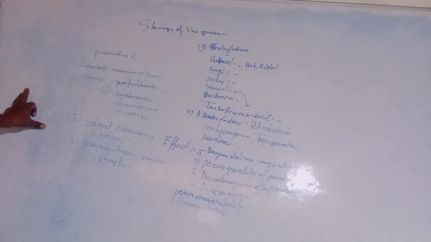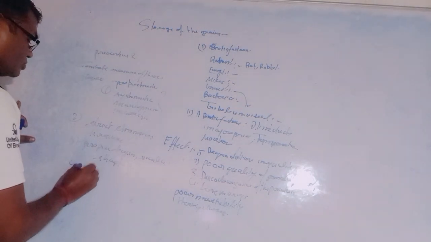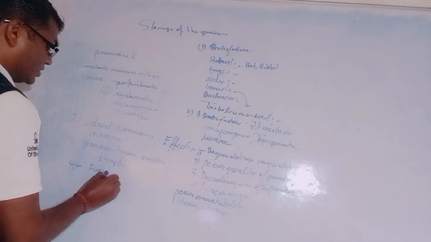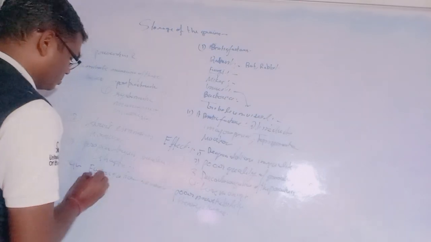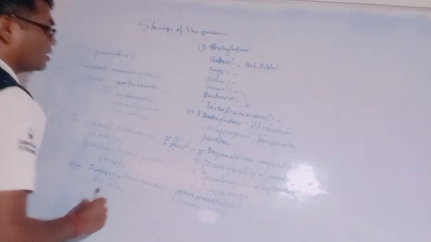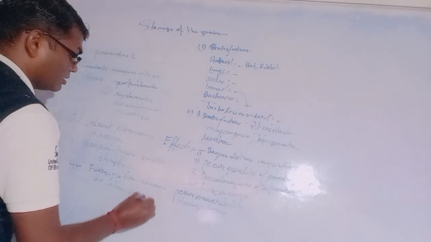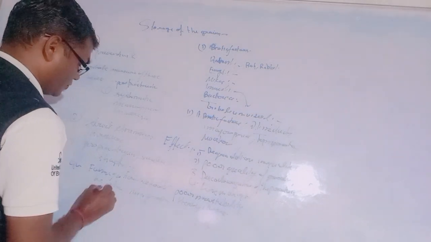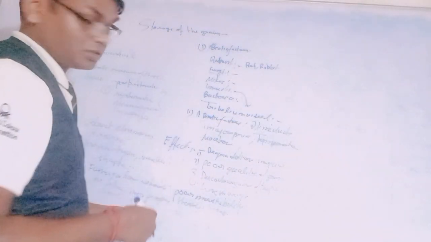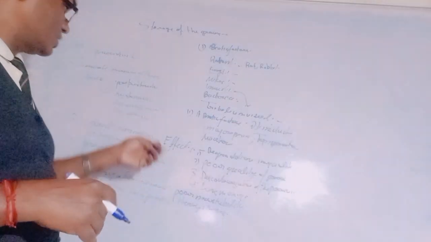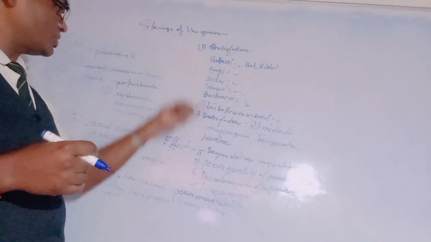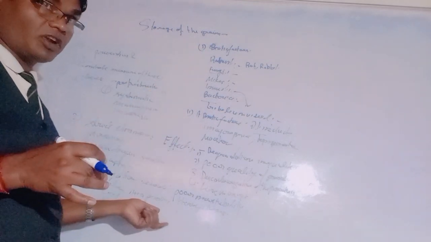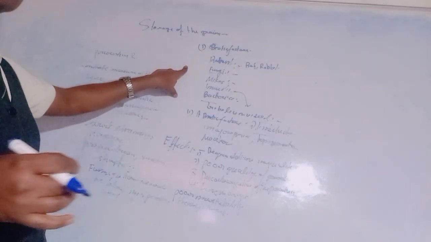The fourth is that fumigation should be done in a proper way, so that fungi and other biotic and abiotic components can never harm the storage of the grains.